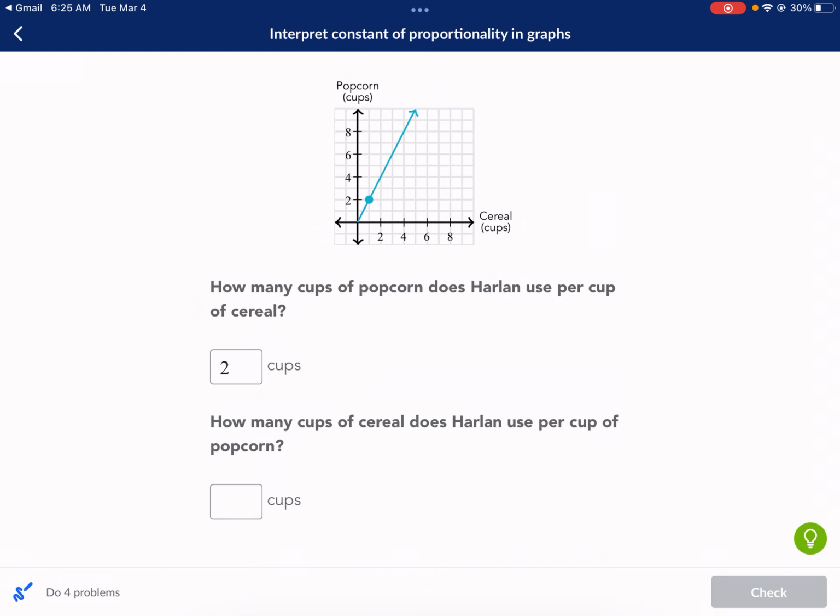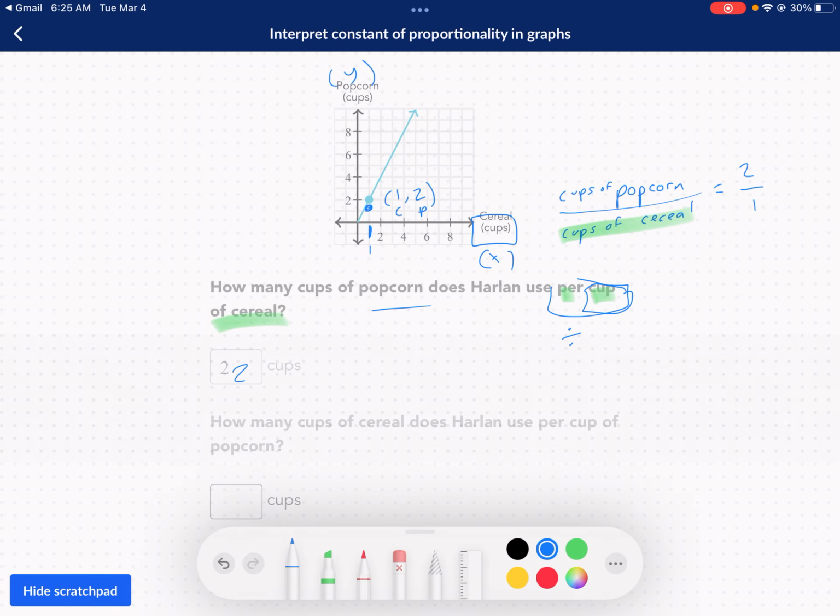Now, how many cups of cereal per cup of popcorn? I'm going to flip this now. If I am trying to reverse this, I can just reverse this. So cups of cereal now goes on top, and then I have cups of popcorn on the bottom. I'm kind of running out of room. That's because per cup of popcorn, it says per, which means it goes on the bottom with that divide. All right, now, again, we know it's 2 cups for every 1 cup of cereal.